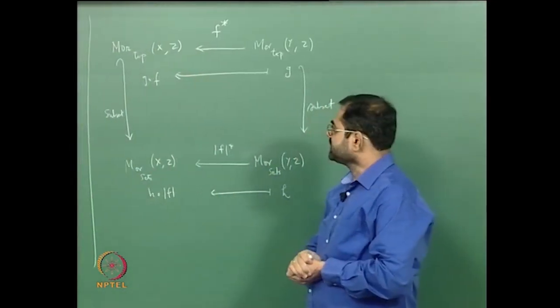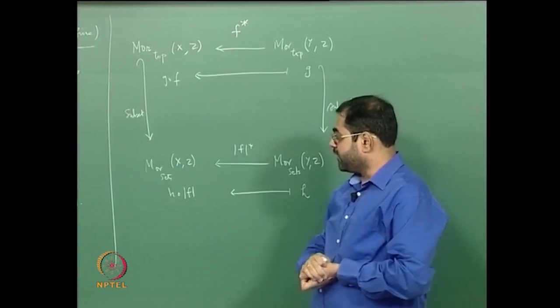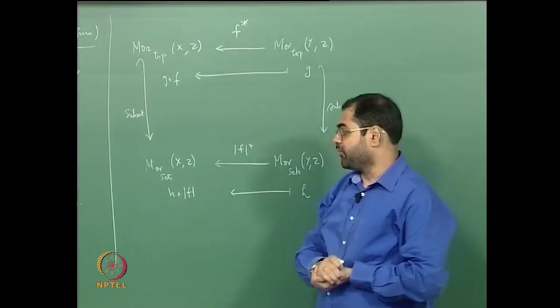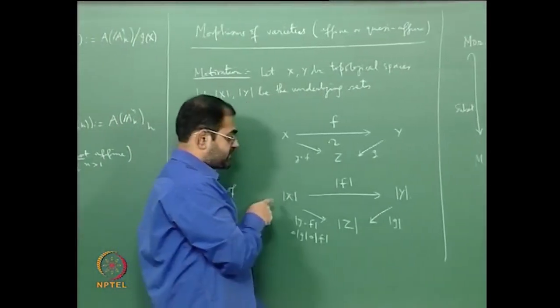And now what I'm going to do is I'm going to go in the other direction. So I'm going to say, suppose I have two topological spaces.